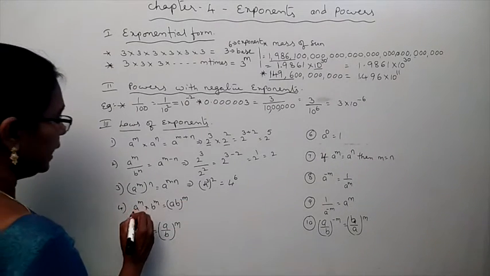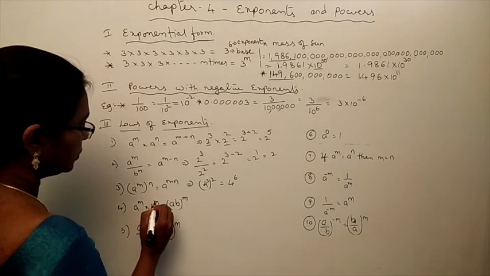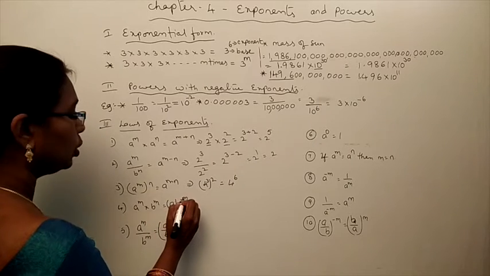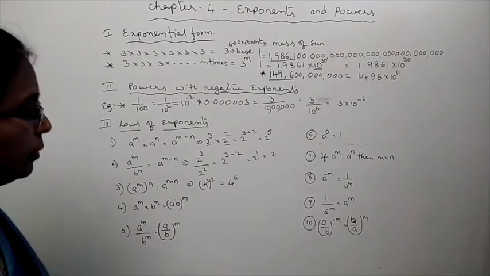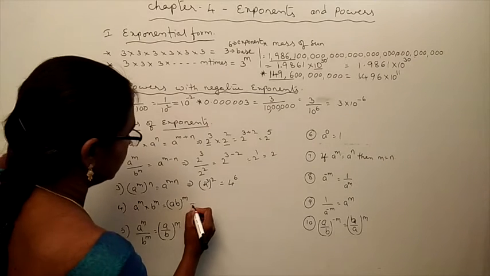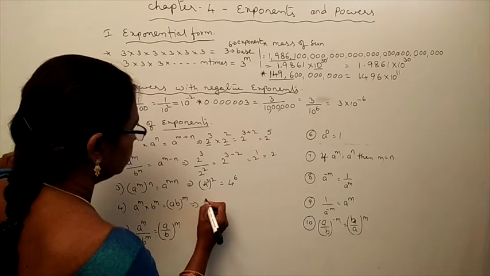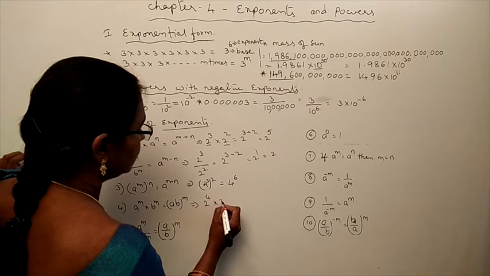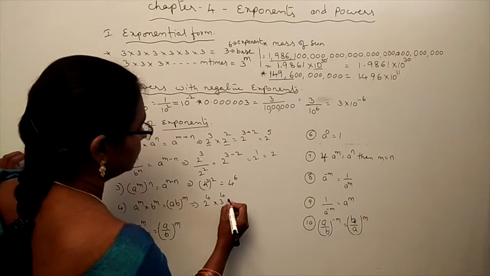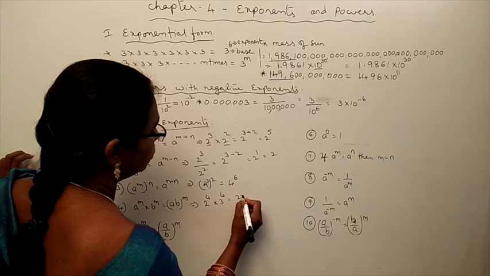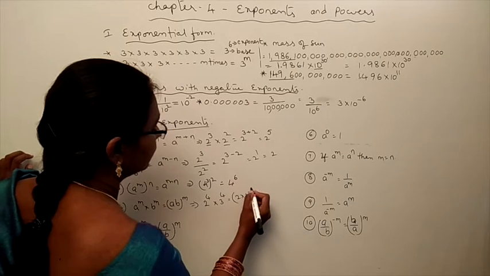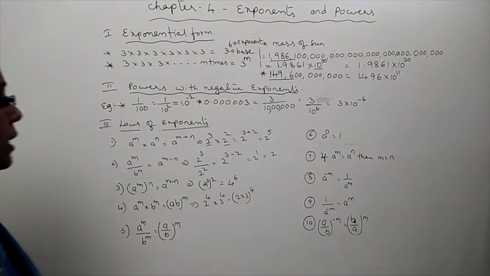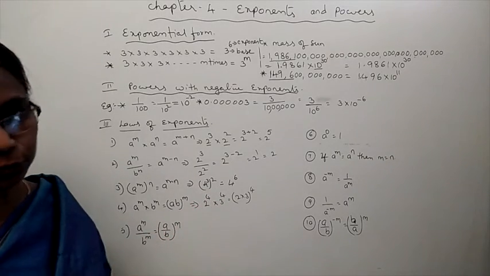Next, a to the power of m into b to the power of m is equal to ab whole to the power of m. How? Suppose 2 to the power of 4 into 3 to the power of 4 is equal to 2 into 3 whole to the power of 4, because here 2 appears 4 times, 3 also 4 times.